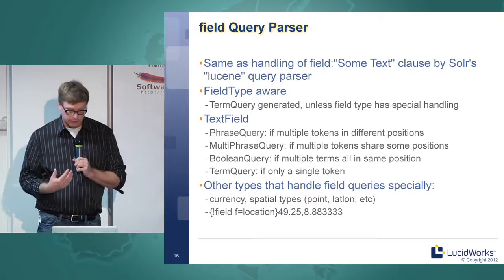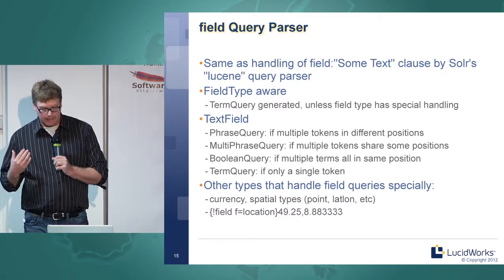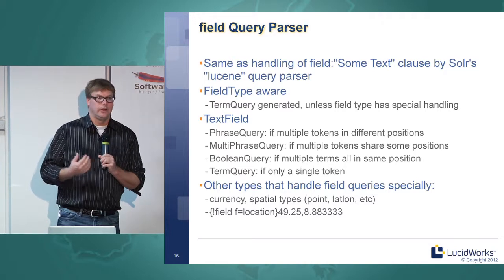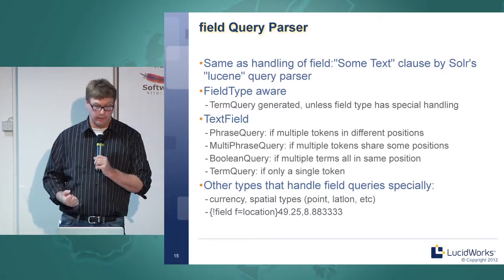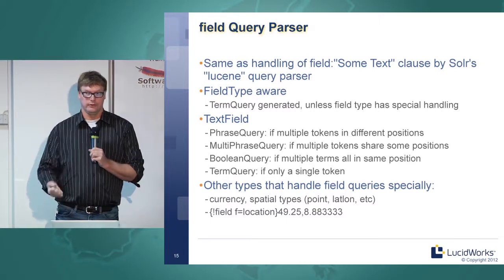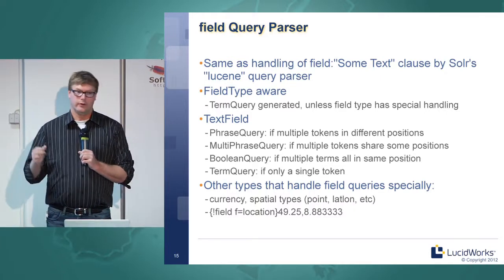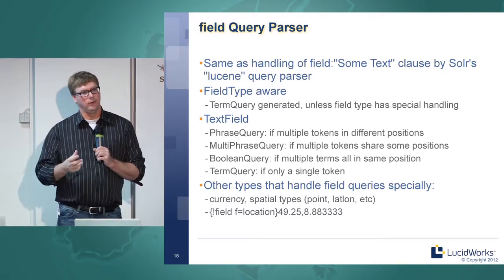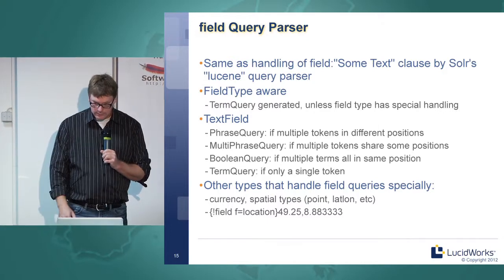There is a field query parser. This is similar to the term query parser, except that it actually runs through the analysis process, and depending on the output of that analysis process will generate a different type of query. So if only a single token comes out of the analysis process, then you have a simple term query. If multiple tokens come out, it depends on whether those tokens share positions or not, and that will affect which type of query gets generated.